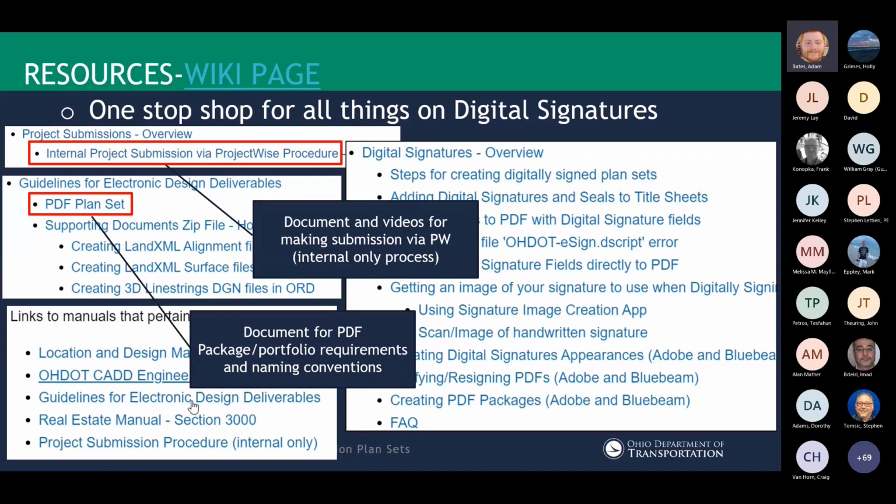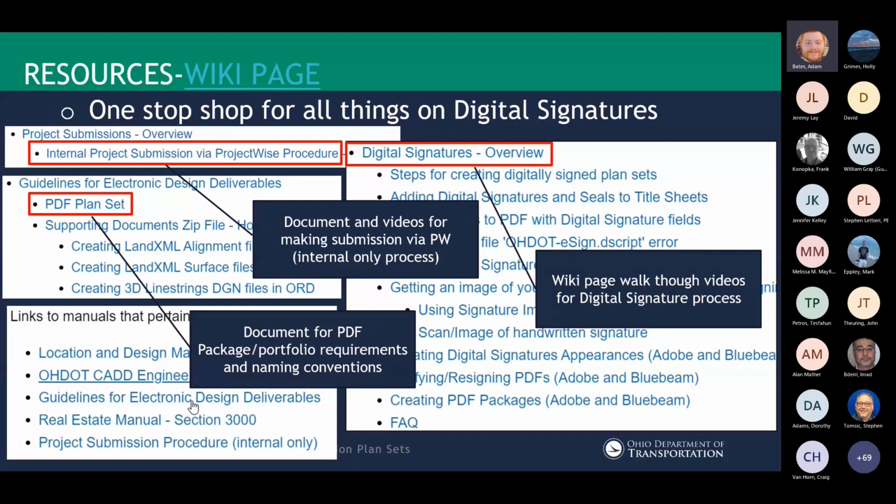This is going to house all of the PDF portfolio and the package requirements and the naming convention for those. And then the digital signature overview. This is going to house all of our videos and our digital signature process. So I really suggest taking a look at our wiki page because this is a one-stop shop for all of our information when it comes to that process for filing and just the naming convention and how to do things.